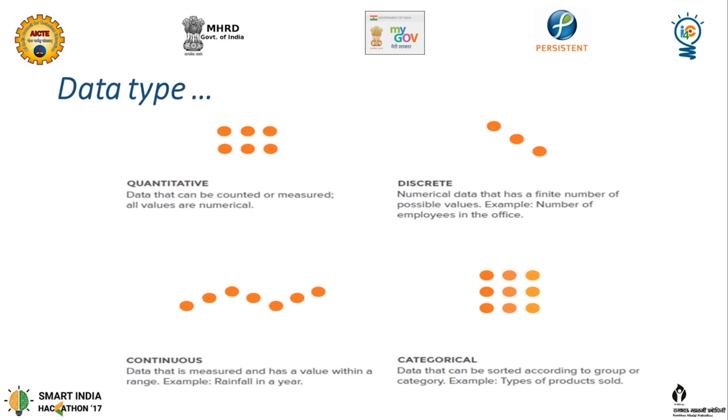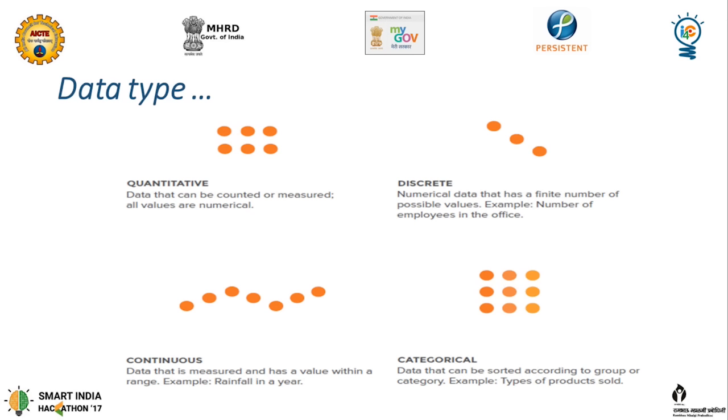Discrete: numerical data that has a finite number of possible values. For example, number of employees in an office, or number of students in a college, or all the people in a particular city. All these are examples of the discrete pattern.